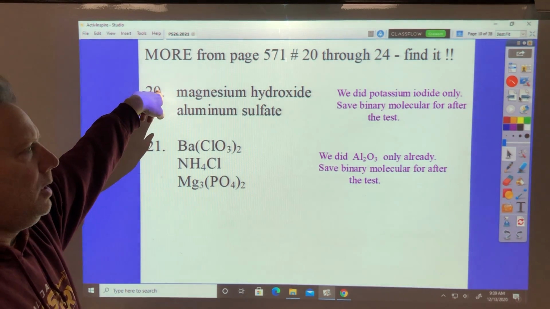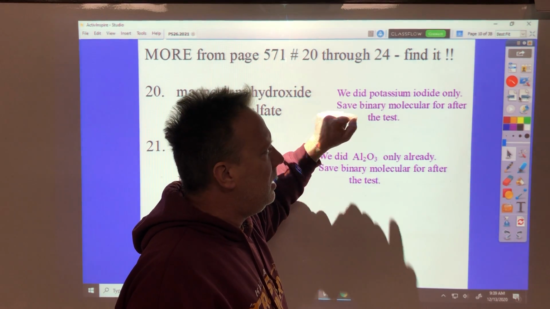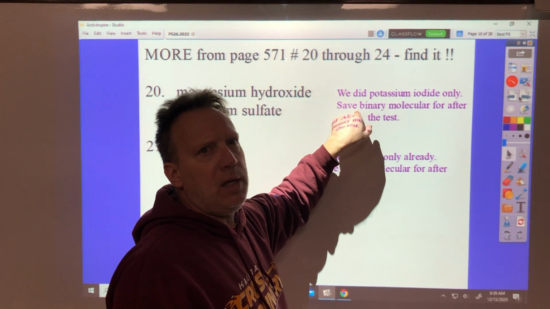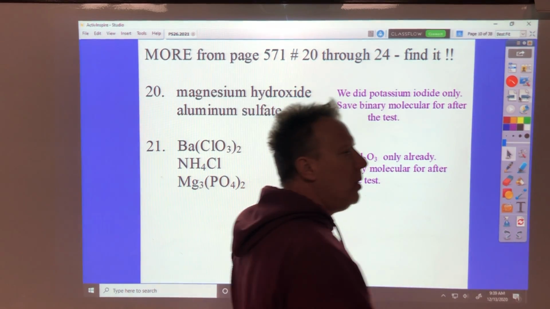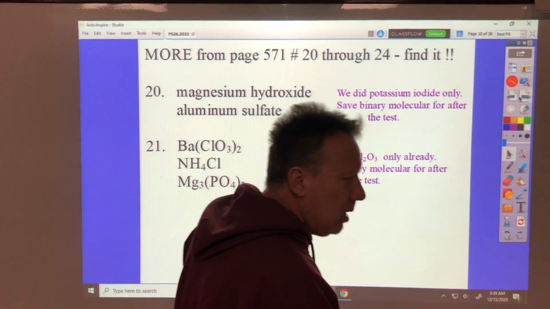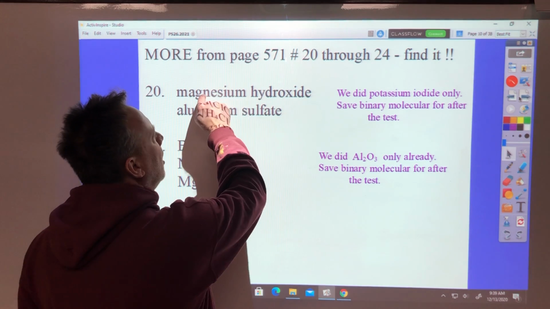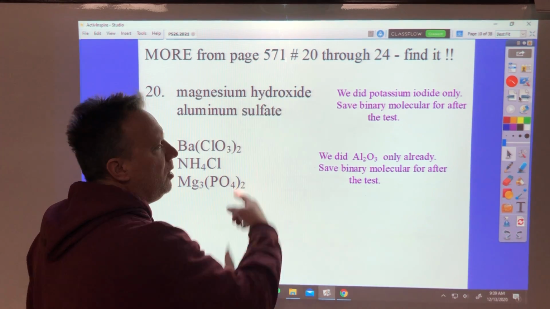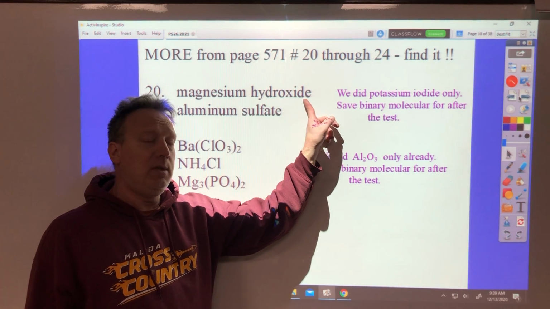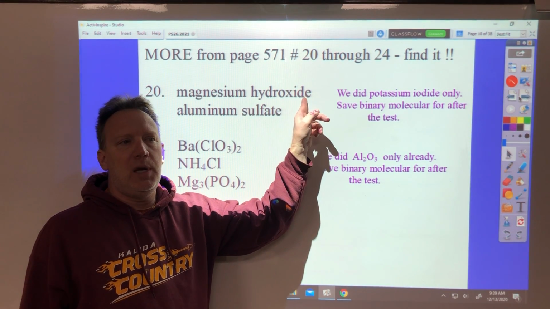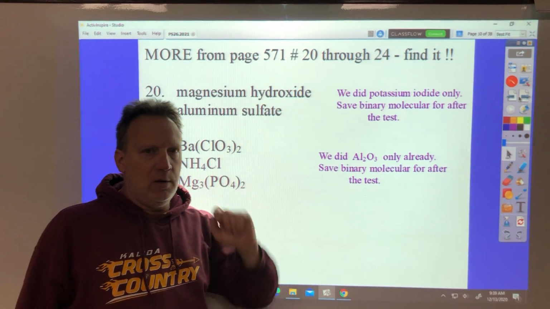On number 20, though, we only did potassium iodide, and I think there are 2 binary molecular compounds in here. We're going to save those for after the test. The 2 that were left that are ionic compounds that have polyatomic ions in them are magnesium hydroxide and aluminum sulfate. Now, I'm not going to give you hydroxide on a quiz or test because I want you doing, if it's ide, it's binary. But you can do it here in the homework.